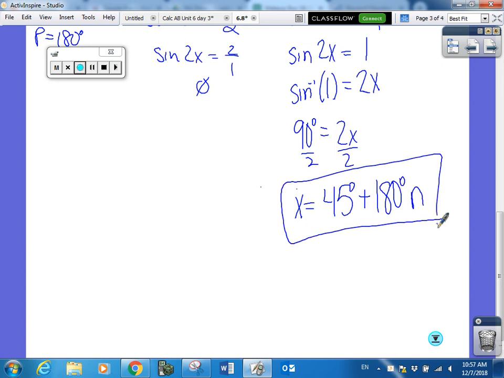And it's at a top or a bottom. When sine or cosine equals 1 or negative 1, there's only one time that happens.